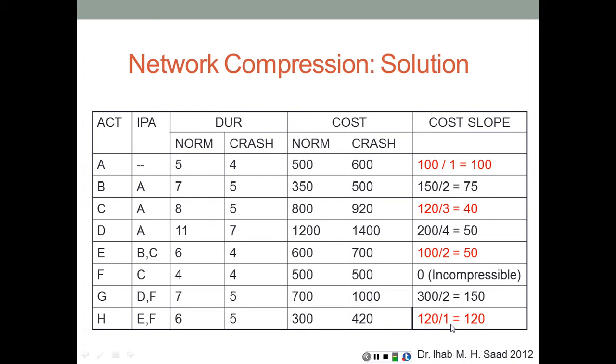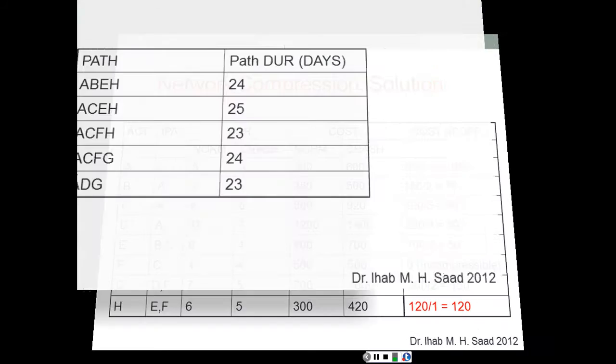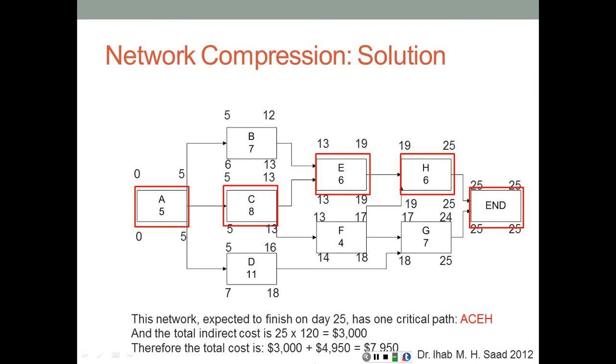They have to be critical, compressible, effective, and among the critical, compressible, and effective activities, we will select the one with the lowest cost slope. Going back to this network here, we find that we do not have any start-to-start or any finish-to-finish relationships. It's a very simple network with all finish-to-start relationships. Therefore, all the critical activities are effective in compressing the project duration. None of the critical activities is incompressible. Therefore, again, all the critical activities are candidates.